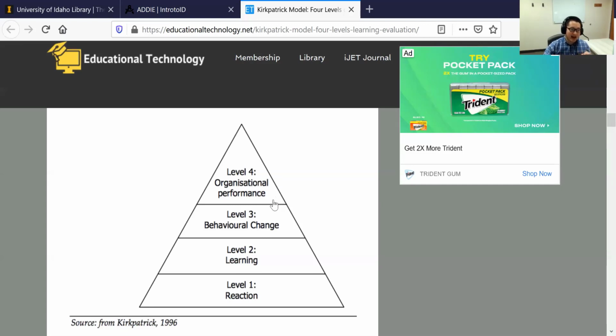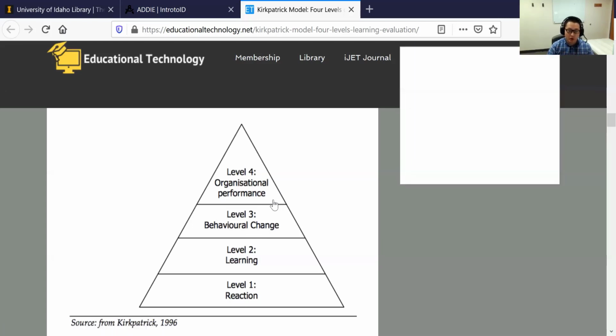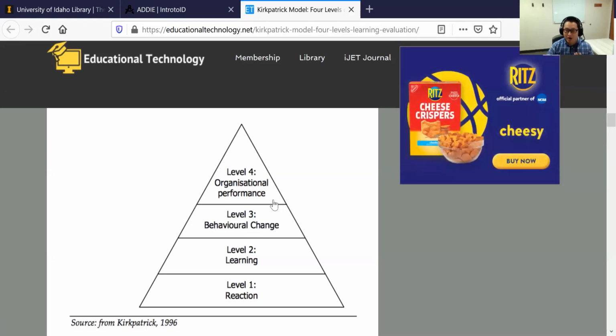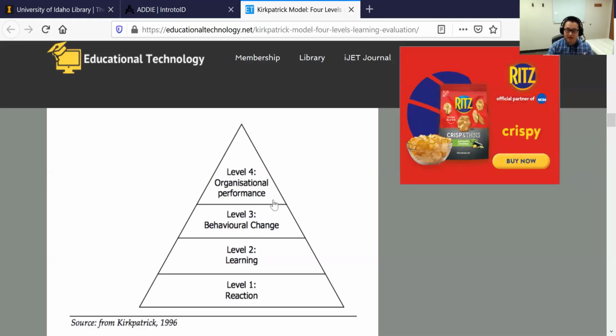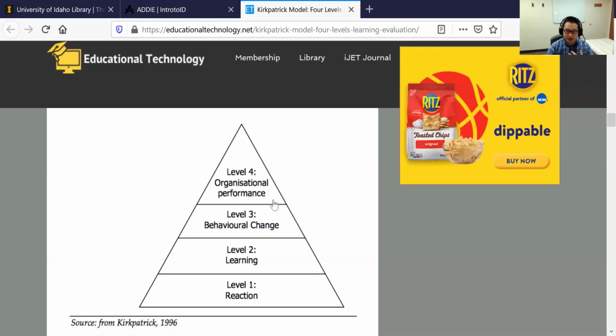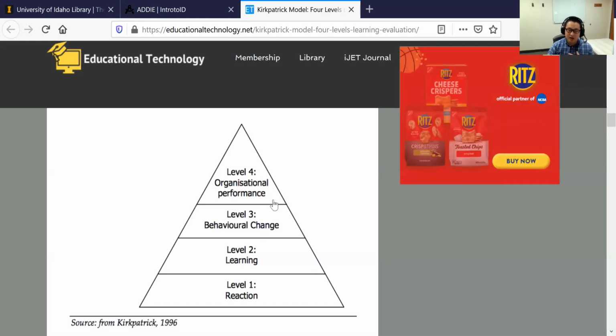And lastly, we have organizational performance, which is focused on the results for the organization. How has the organization benefited? Has productivity increased? Have customer complaints been reduced? How much has the organization saved? We might be looking at data such as retention rate or job placement rate.